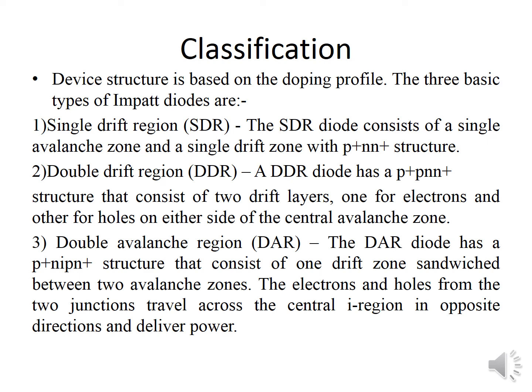And the third one is DAR, that is, double avalanche region. This double avalanche region diode has a P plus N I P N plus structure. It consists of one drift zone sandwiched between two avalanche zones. The electrons and the holes from the two junctions travel across the central I region but in opposite directions, and it delivers the power.